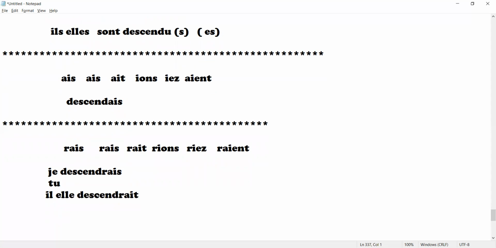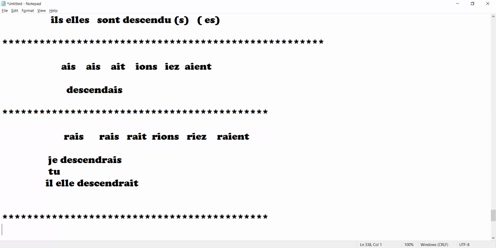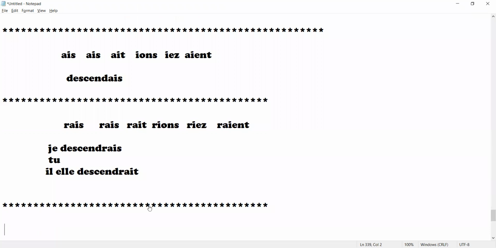What would be the future? So what would be my future? You will say the future endings are R-A-I, R-A-S, R-A. Very good. R-O-N-S, R-E-Z, R-O-N-T. So we have je descendrai, tu descendras, il, elle descendra, nous descendrons, and vous descendrez. Say clair, tell me yes. Yes. Clair?